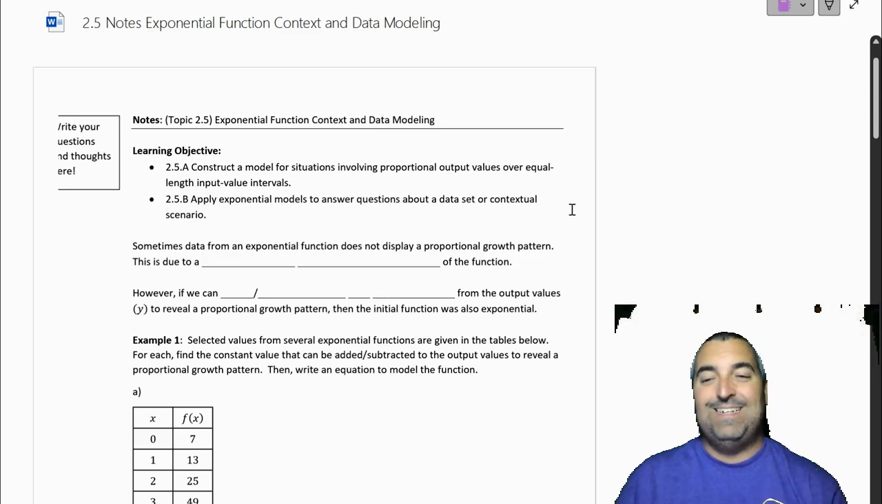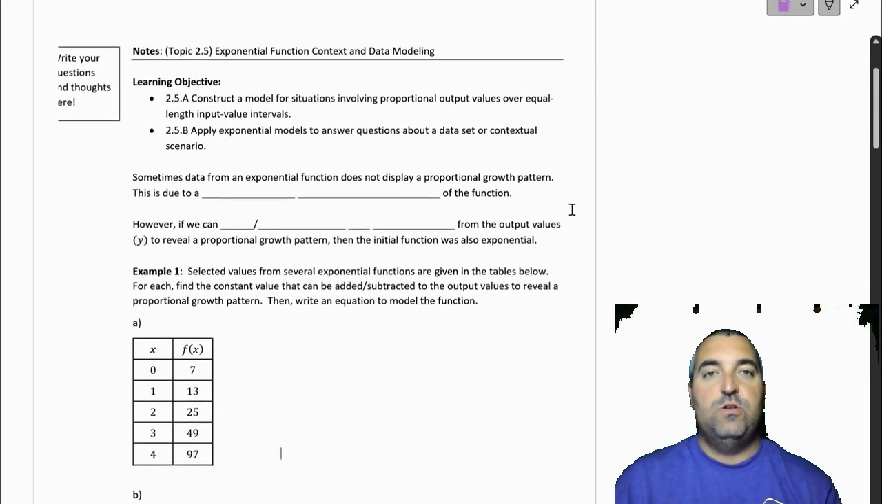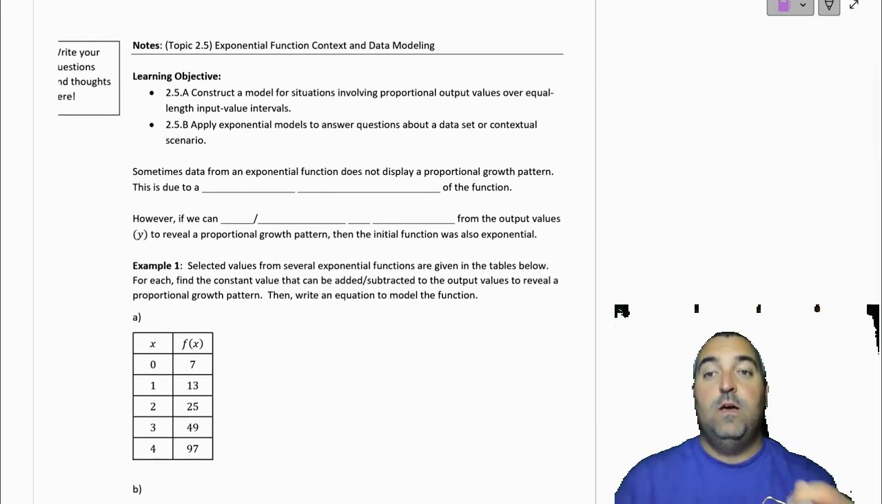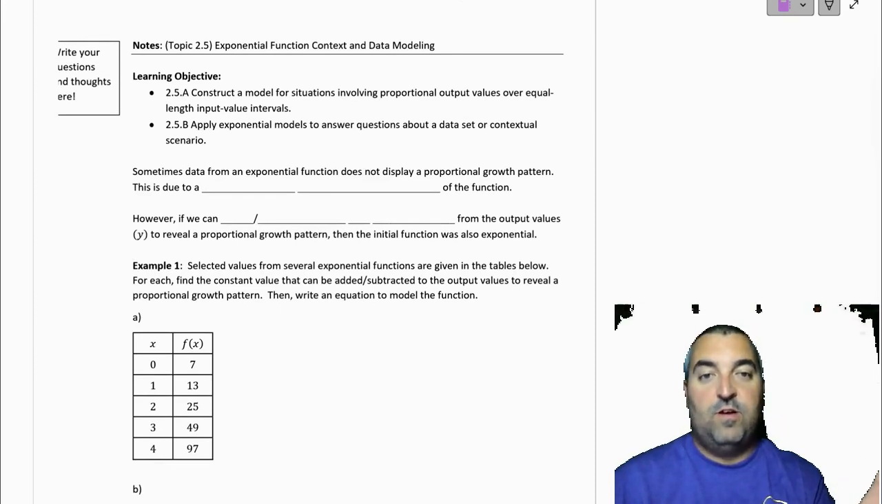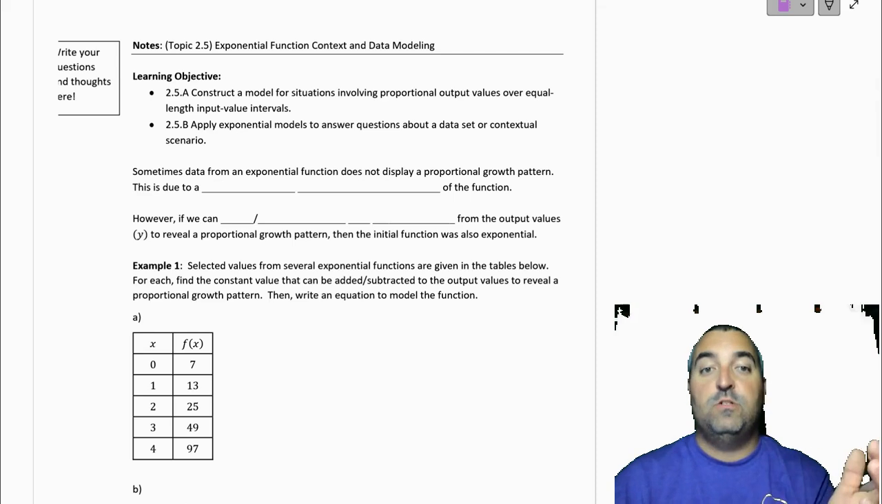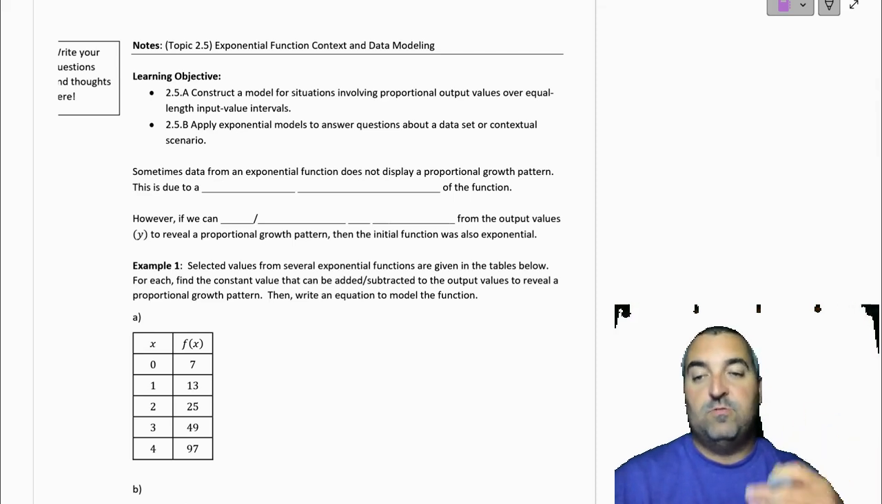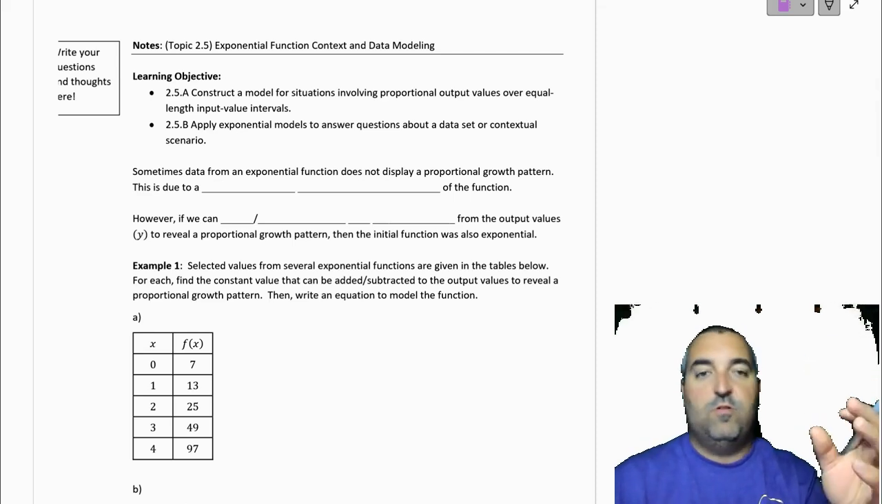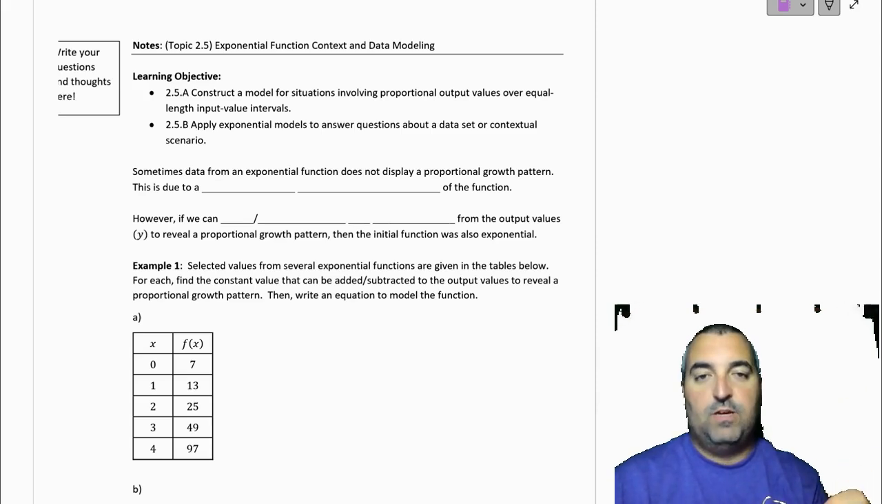Today we're going to talk about exponential functions, context, and data modeling, which is 2.5. But before we can even get into the context, we just have to know something about our data. In general, you can see if exponential functions are exponential by seeing if there's a proportional growth pattern to the y values, right? So in other words, they're doubling, tripling, or halving each time. So it's that multiplication, but sometimes it doesn't appear with the y values initially.